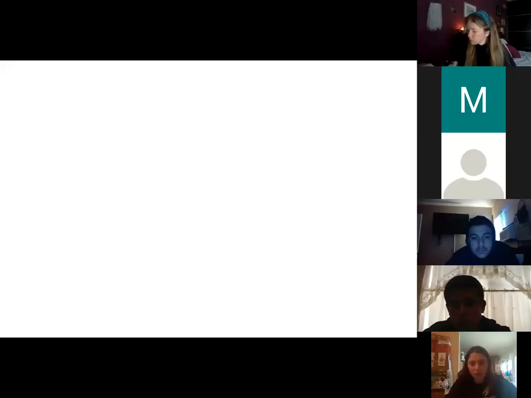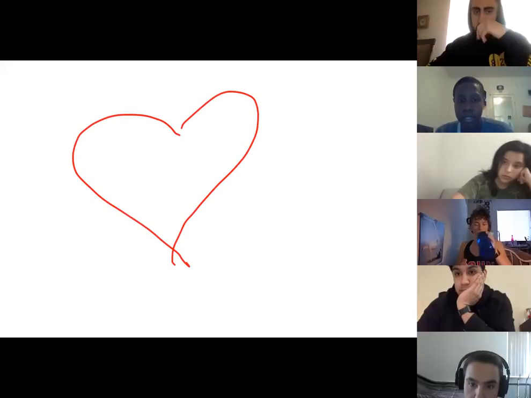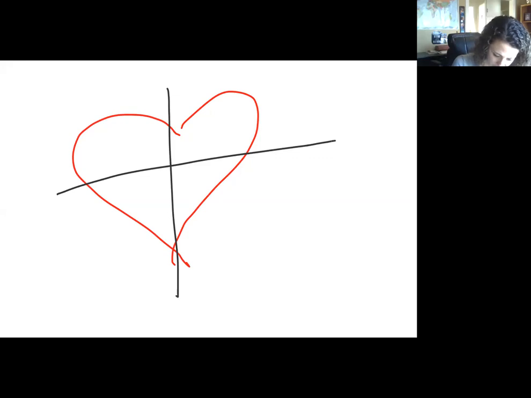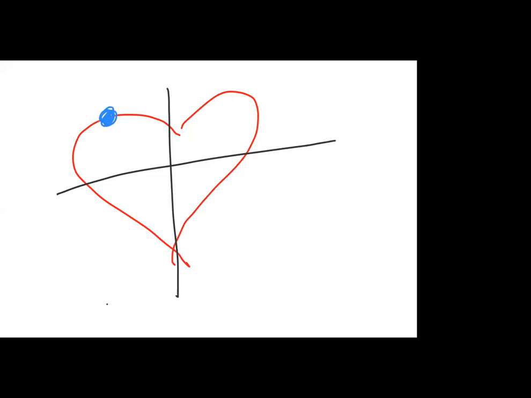Okay, so I'm on the whiteboard. And let's see, I drew the heart. We had, what's this called? Sinoatrial node. It has 3 responsibilities.